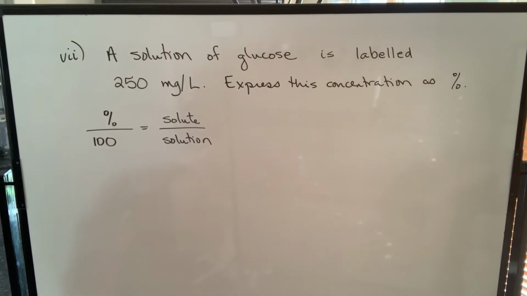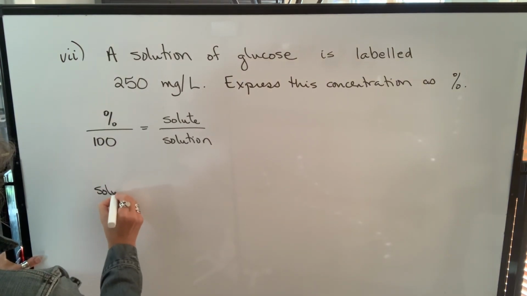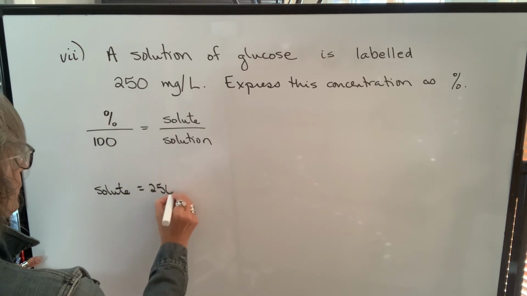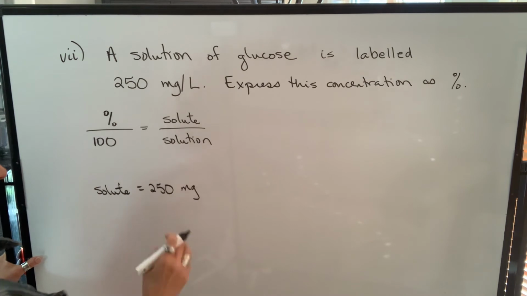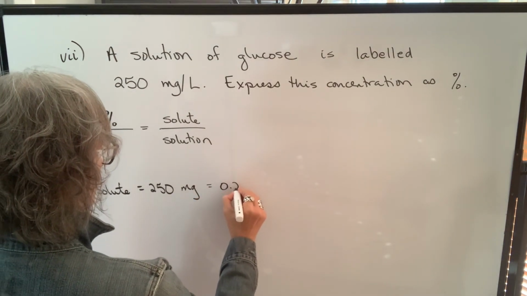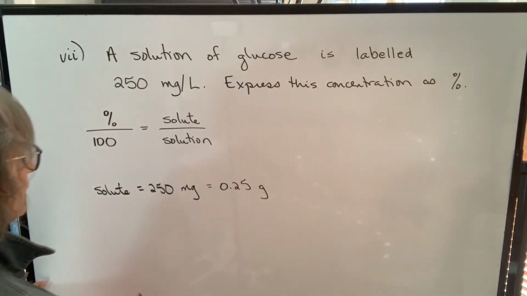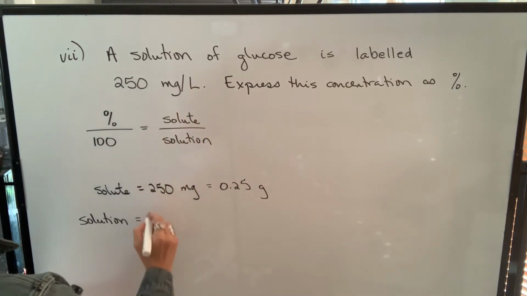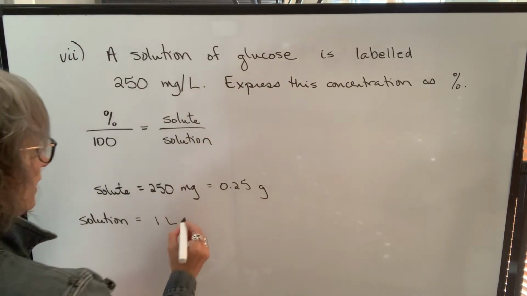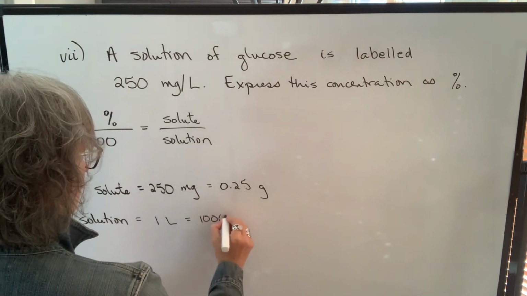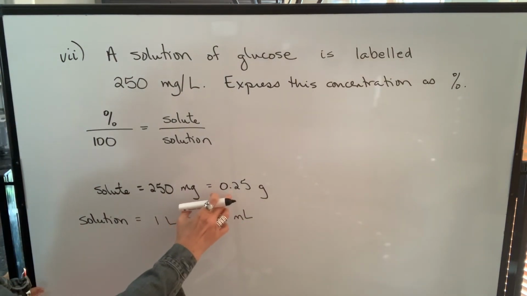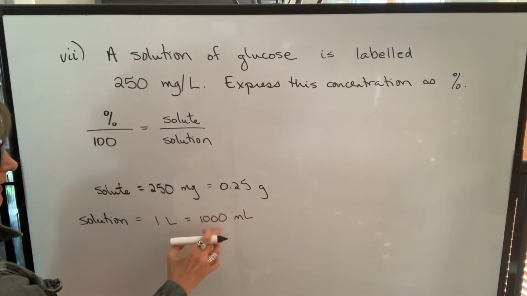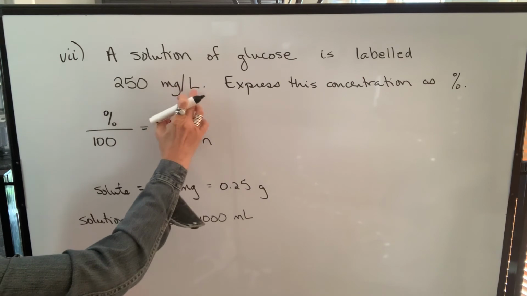Our last example says a solution of glucose is labeled 250 milligrams per liter. Express this concentration as percent. So we know the amount of solute is 250 milligrams. We need to divide that by 1,000 because we need to express it as grams. So it's 0.250 or 0.25 grams. The amount of solution is per liter, so 1 liter. And we need to change that to milliliters. We do that by multiplying by 1,000. So this is our concentration, 0.25 grams in 1,000 milliliters. We just changed each of those units.